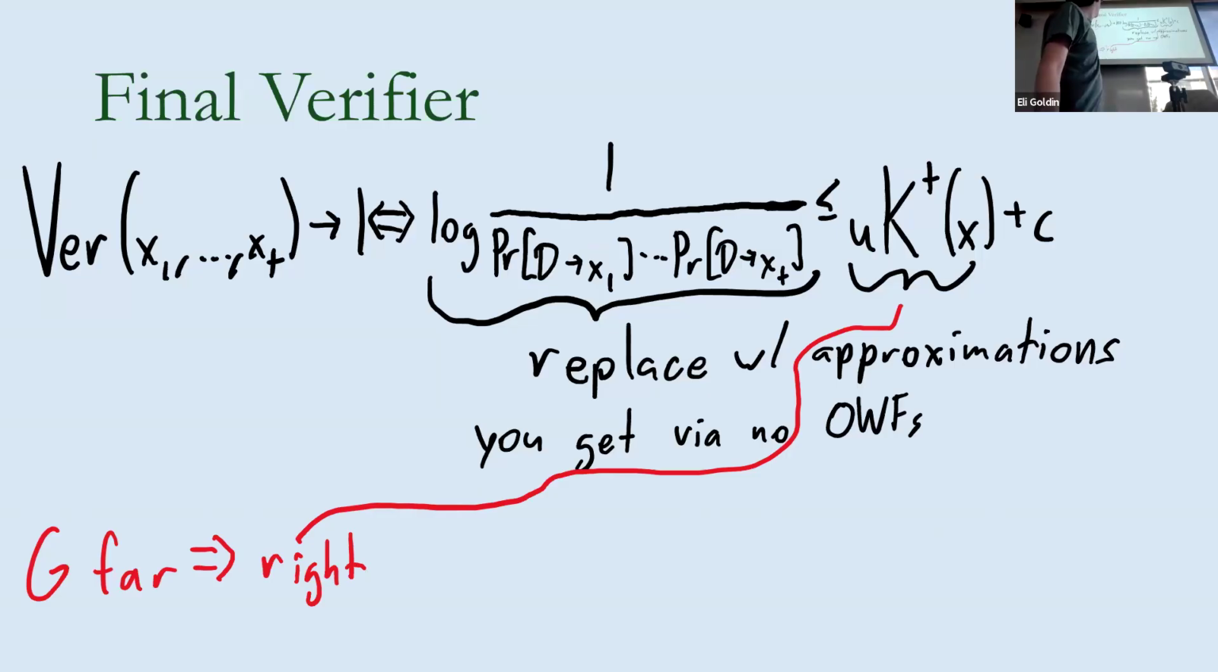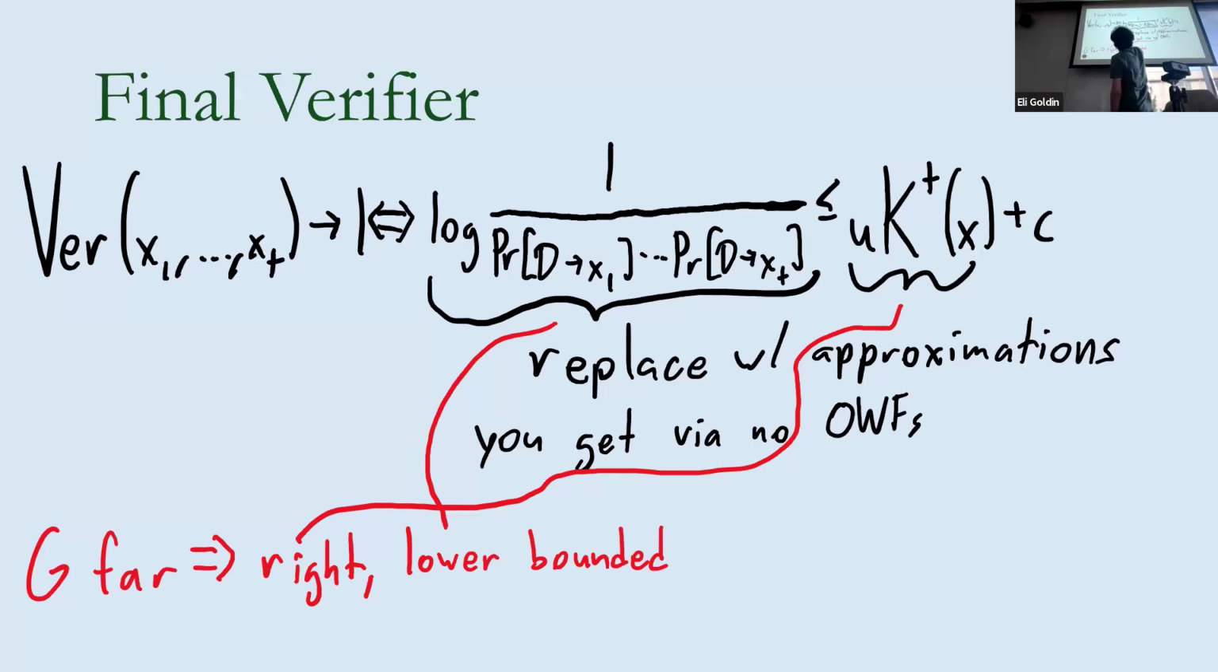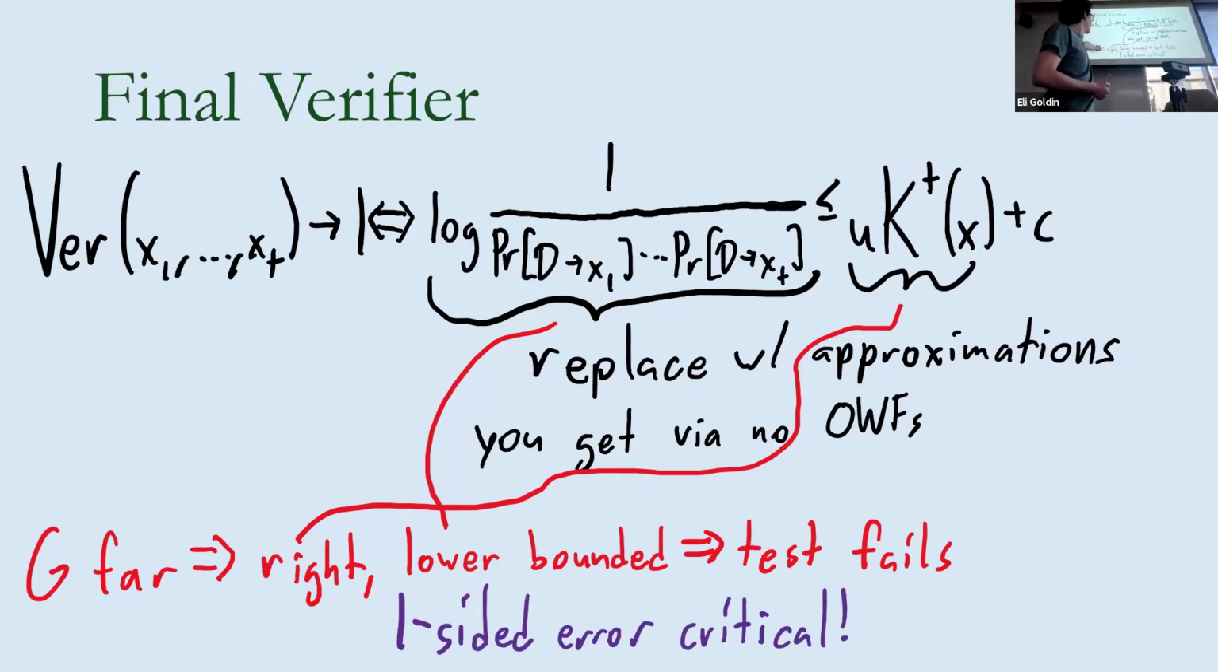Note that the output of G will not necessarily be from D. These could be low weight samples. But regardless, this left-hand side is going to be lower bounded. And so the test will work. And I just want to make it clear that this one-sided error is critical.